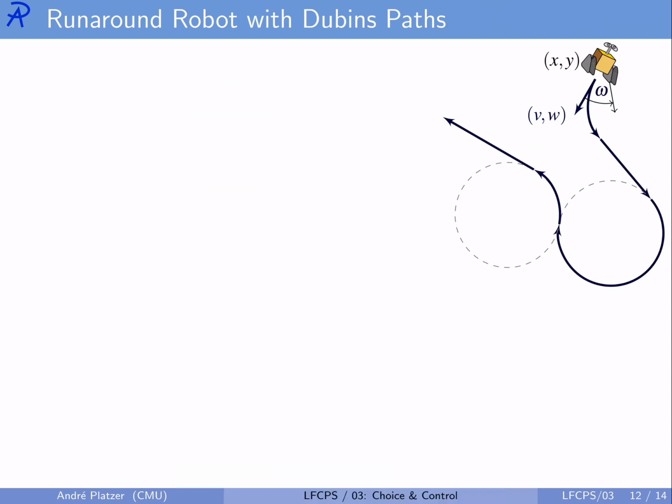Let's take a look at another example. Suppose you have a robot that's following a sequence of arcs and lines in the two-dimensional space. How would you describe this behavior of a hybrid program? Think about it for a moment and pause the video.